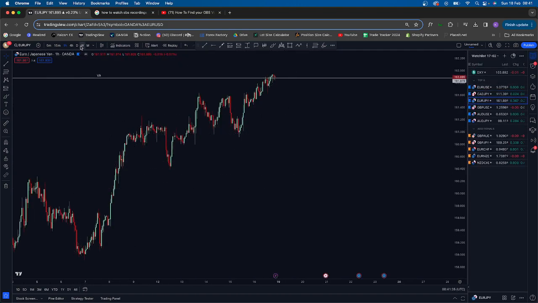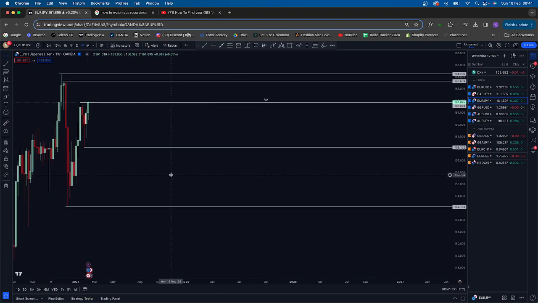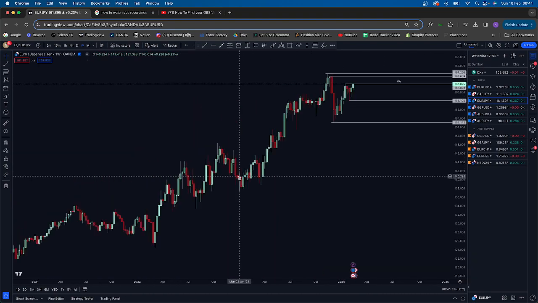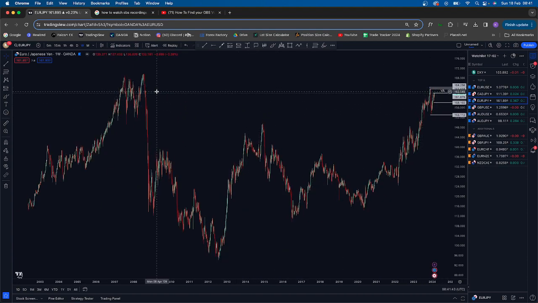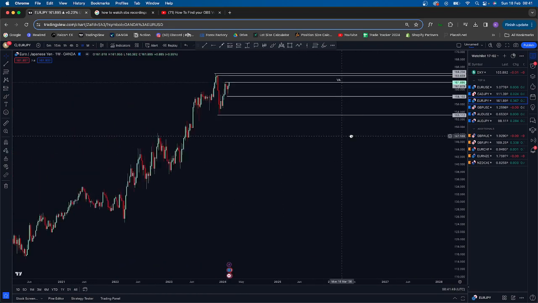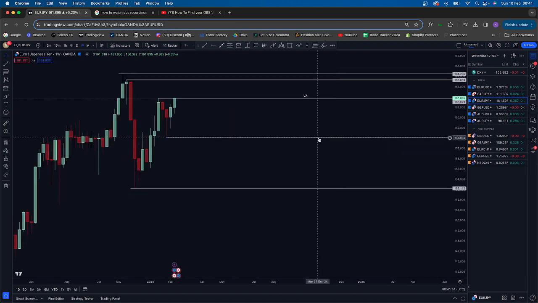EJ is my next one. Going to the weekly, let's have a look at weekly price action. Just zooming out here, it's not the all-time high here, but as we can see, in a very long time, since 2008, we have come to this high here. So this is the current all-time high, not the all-time high.